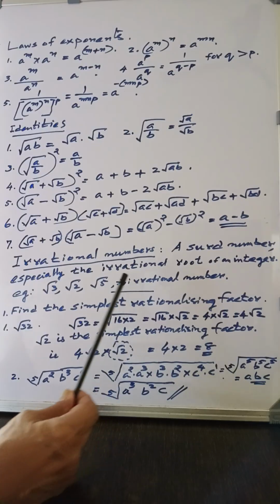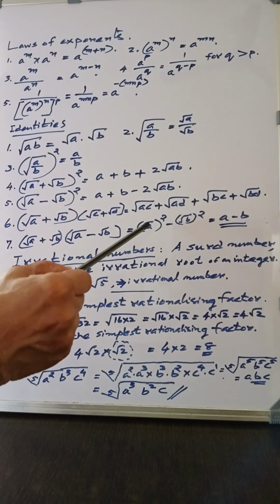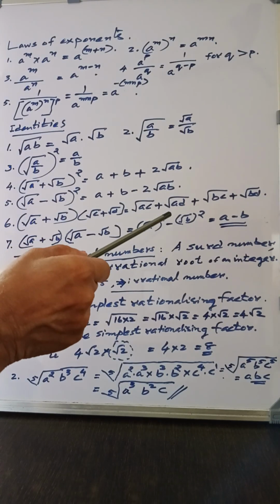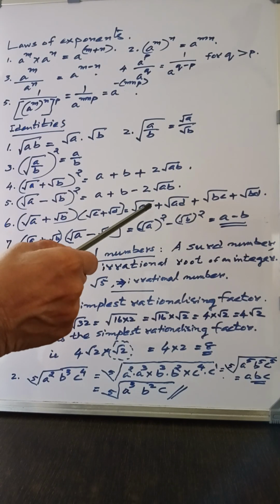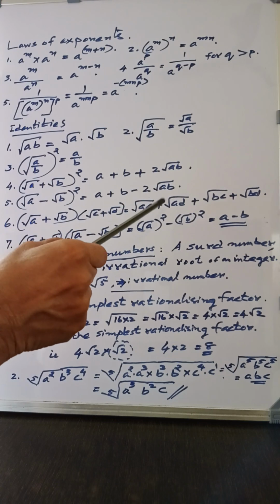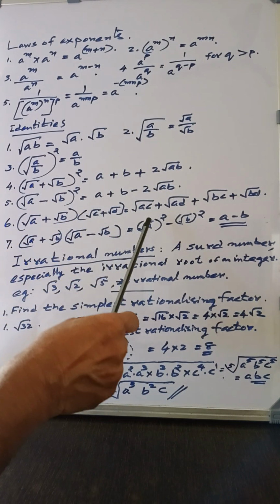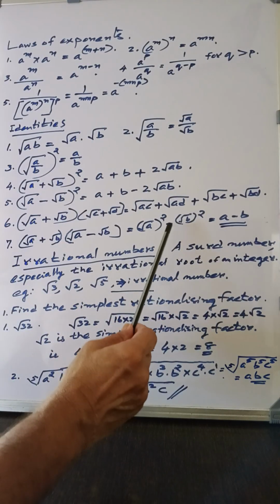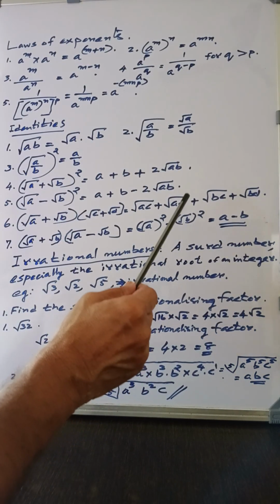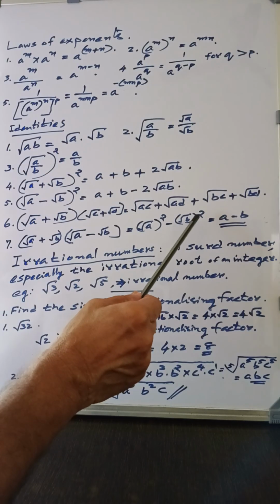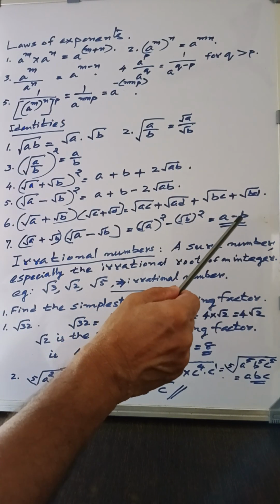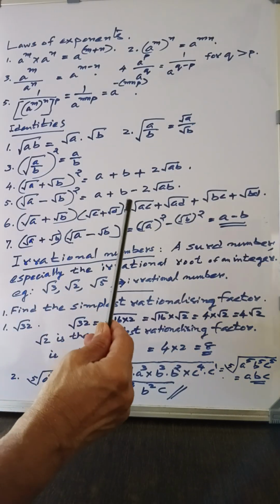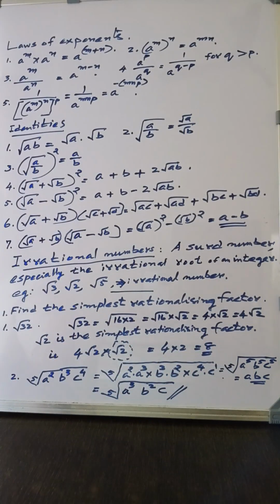Root A the whole squared means A raised to 1 by 2, the whole squared, equals A raised to 1 by 2 into 2. 1 by 2 into 2 results in 1. Therefore, A raised to 1, minus root B the whole squared, B raised to 1 by 2 into 2 equals B raised to 1, that is B. Like that, root A plus root B into root A minus root B equals A minus B.